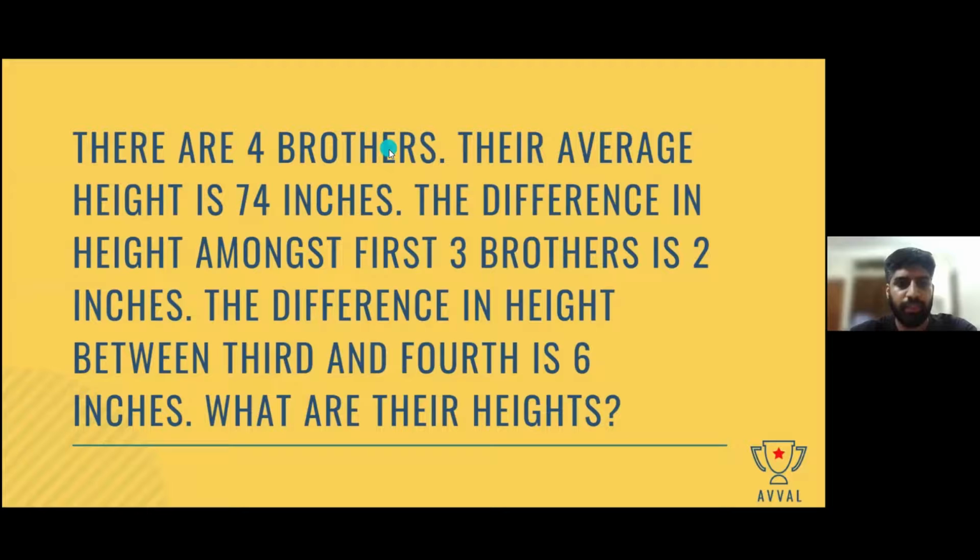Then I said the height of Amar is X. So how tall is Akbar? Akbar would be X plus 2. Then Anthony would be X plus 2 plus 2, which is X plus 4. And then how tall is Aman? Aman is 6 inches taller than Anthony. So X plus 4 plus 6, which is X plus 10.